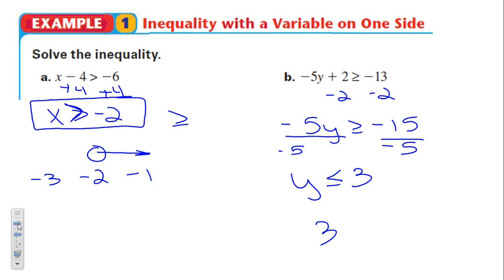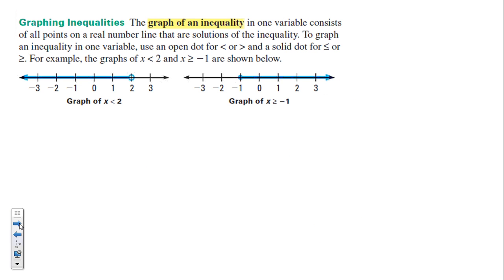If you had to plot it, you'd go 3, 2, 4. Closed circle, right, because it's less than or equal to. And I said less than or equal to. Less than goes to the left. There's your answer. If it just says solve, though, then all you have to do is solve. You don't have to graph. Okay, so those aren't too bad.